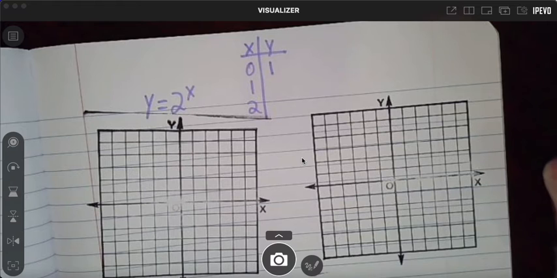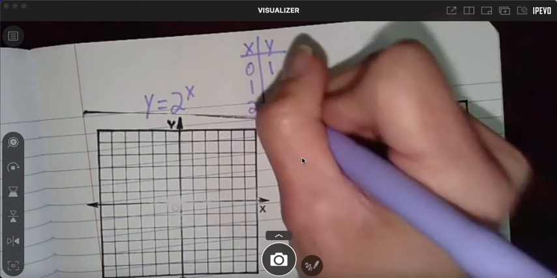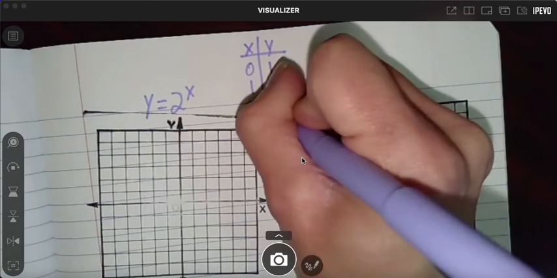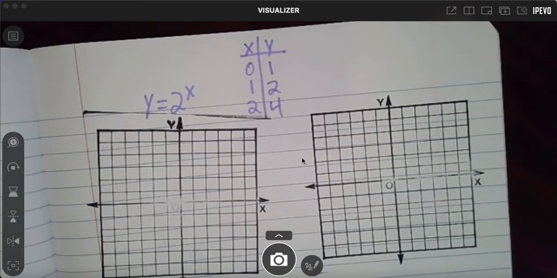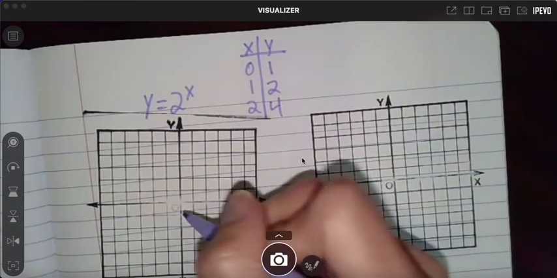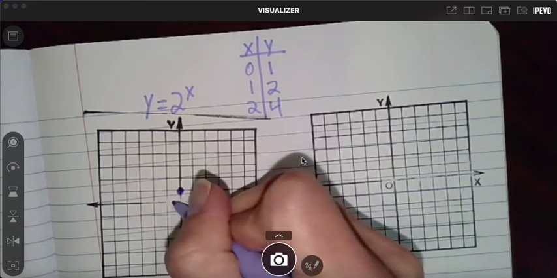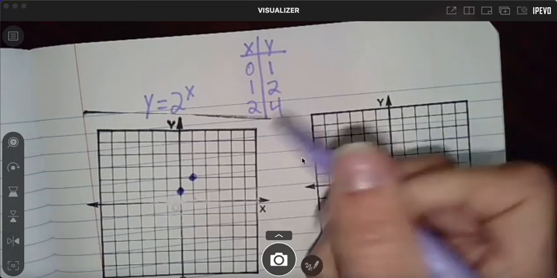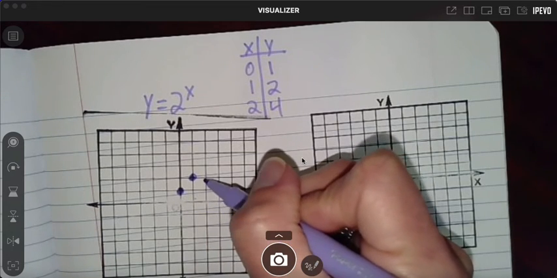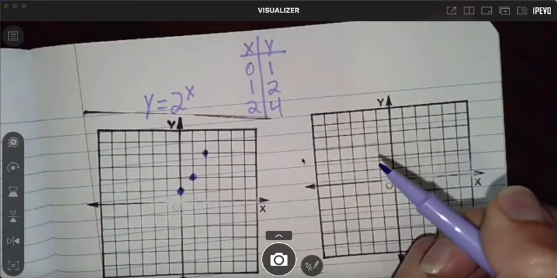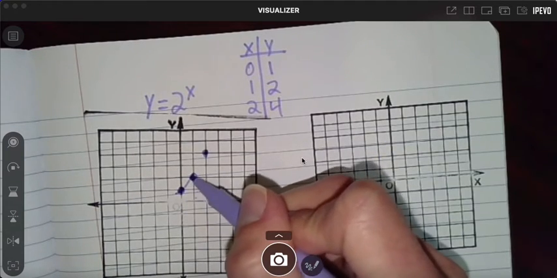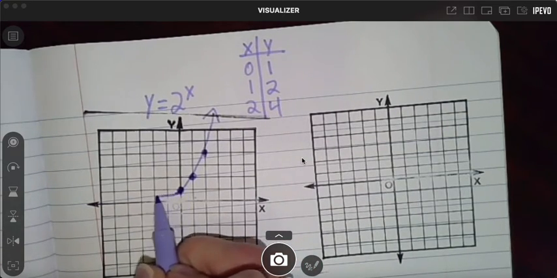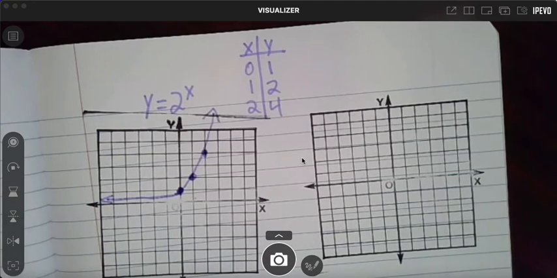Then 2 to the 1 is what? Just 2. It means you write it once. 2 squared is what? 4. See how it's growing more and more each time? It's exponential growth. So if I plot those points, I'm up 1, over 1, up 2. It looks like a straight line, but it's not going to be. And then I'll go over 2 and up 4. So it's going up faster and faster, and it's not going to be negative. It's going to go that way.